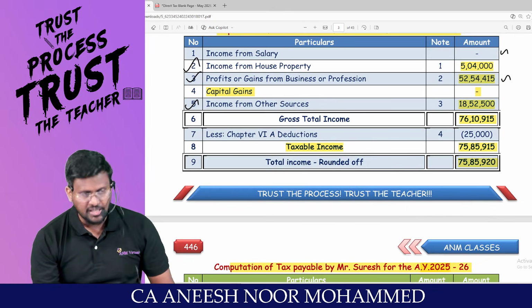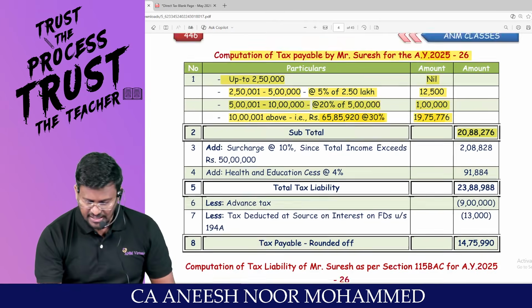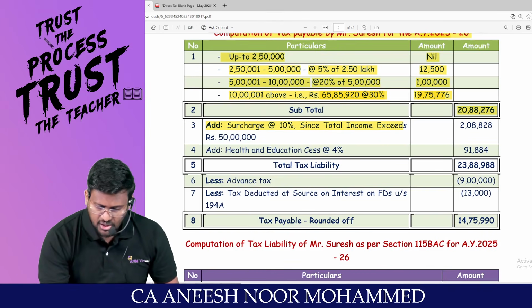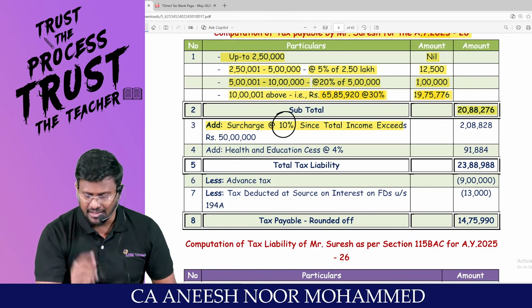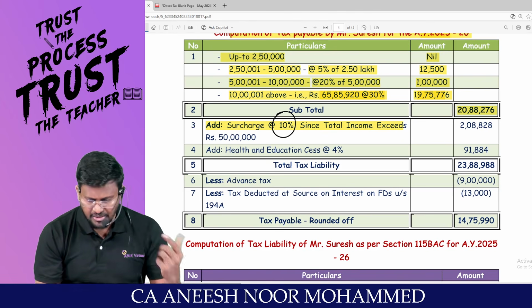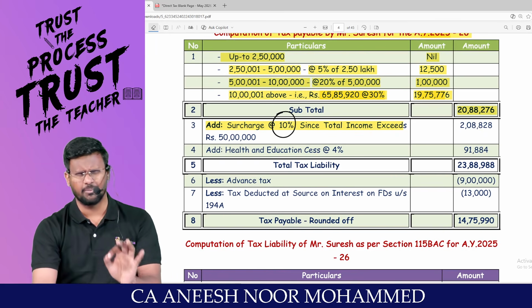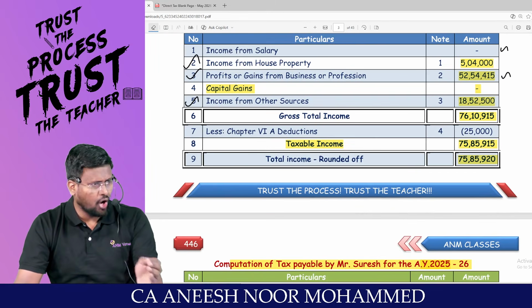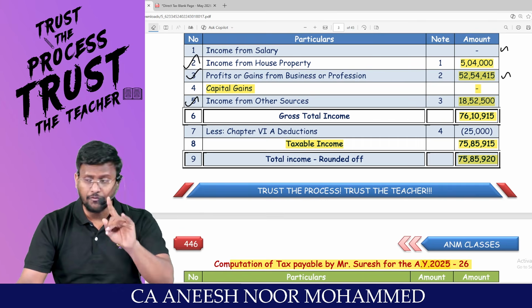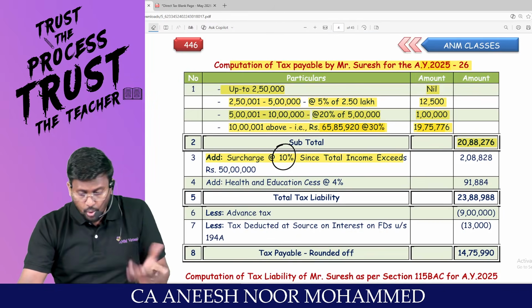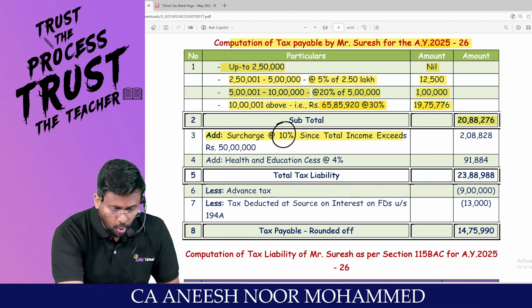Does the total income exceed 50 lakh? Yes, sir. Is the total income less than 1 crore? Then the assessee is liable to pay a surcharge at the rate of 10% on the tax payable. So 20 lakh 88,276 into 10% comes to 2 lakh 8,876, which is the surcharge payable. And the income is not merely 1 lakh extra to apply the marginal relief. It's not 51 lakhs, it is 75 lakh. So no need to calculate the marginal relief on both of these.